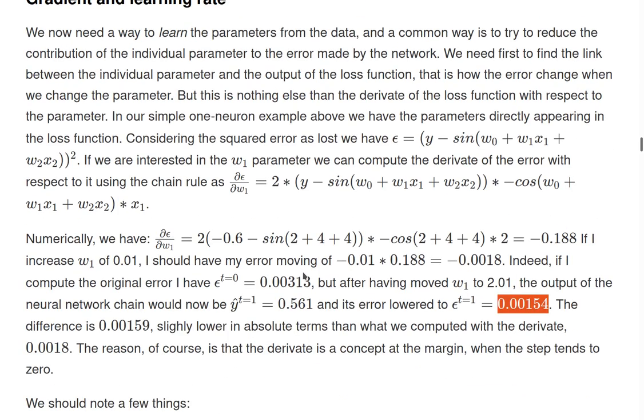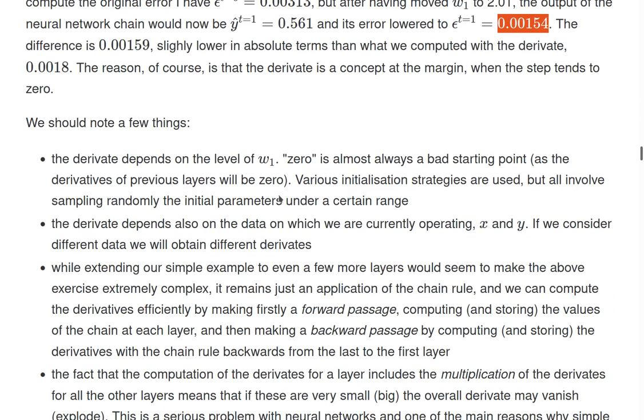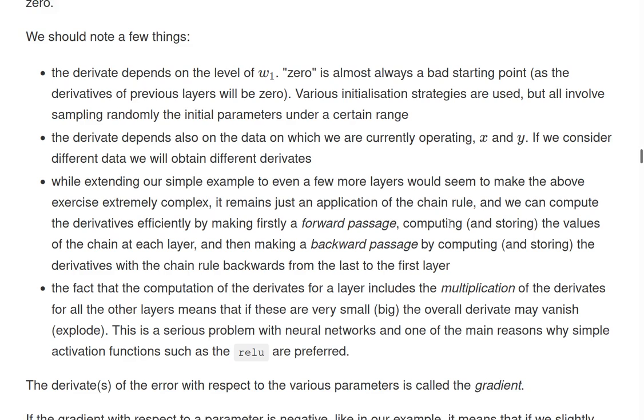The derivative also depends on the level of the data, both x and y, and it depends on the specific data for which we are computing it, and this will be important when we speak about the stochastic gradient.